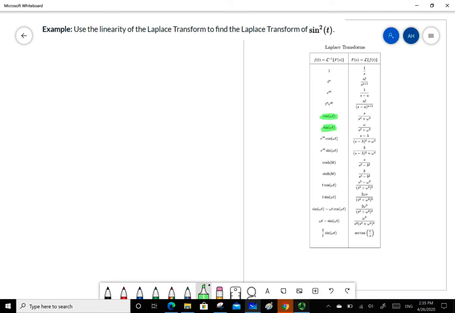So if we can rewrite sine squared of t in terms of sines and cosines, then we can use the table along with the linearity property of the Laplace transform to find the transformation of sine squared of t.